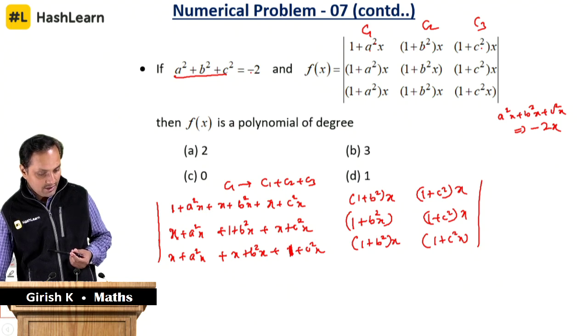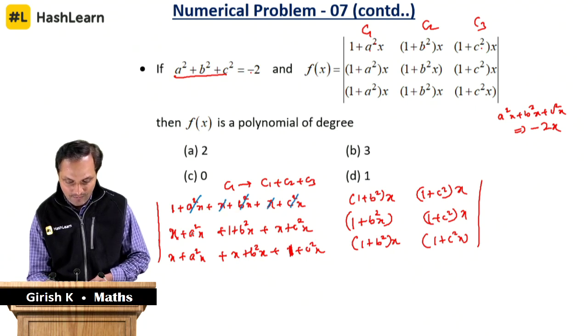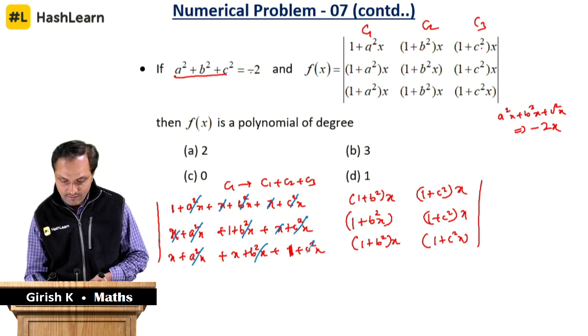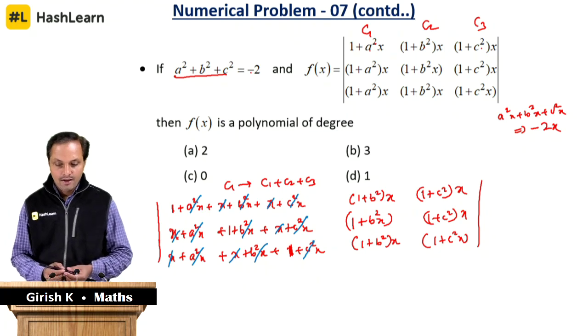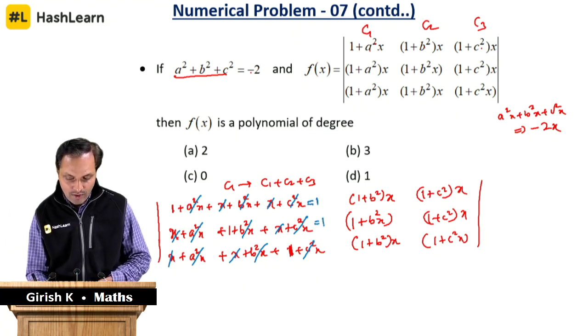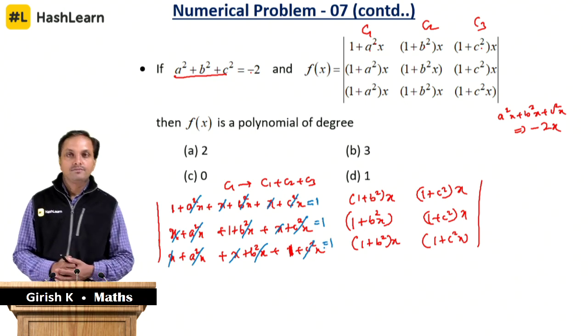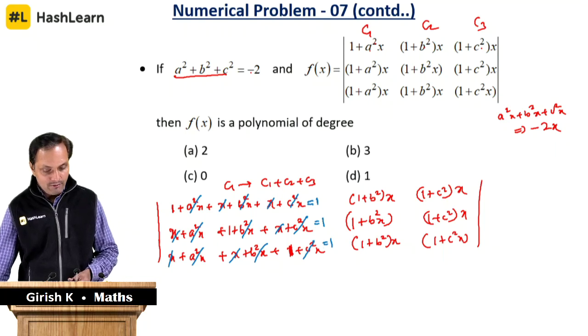So what are those things? I will just do the cancellation. Minus 2x will cancel with these 2x, these 2x will cancel with these 2x. So you can observe one thing: you are left with only 1 here, 1 here and 1 here. After cancelling you are getting just 1 1 1.